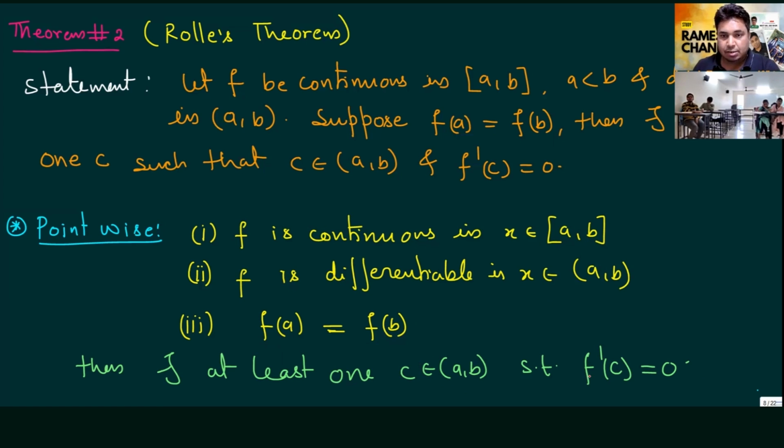Is that clear? If these three conditions are met, then we are likely to get at least one c. You need to understand, at least one means c is not the only one. There might be multiple c in between a and b where f dash c becomes equal to 0.